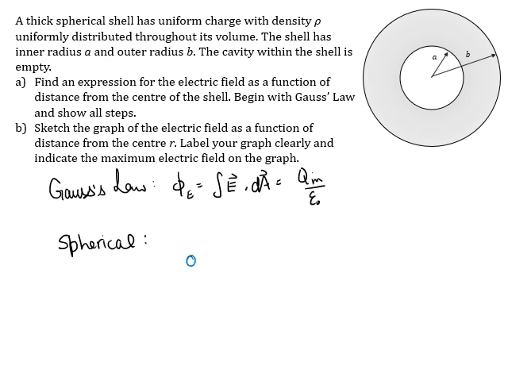So if we have a charge with spherical symmetry, it means that the electric field lines are radially outwards. If our electric field is radially outwards, then our best choice of a Gaussian surface is a sphere. We'll call that radius r. So that's our Gaussian surface. It's a sphere with radius r.